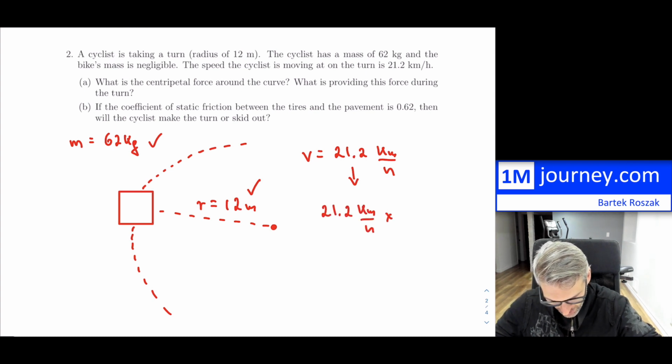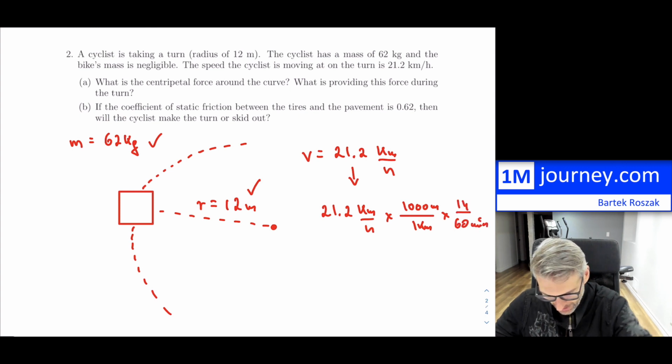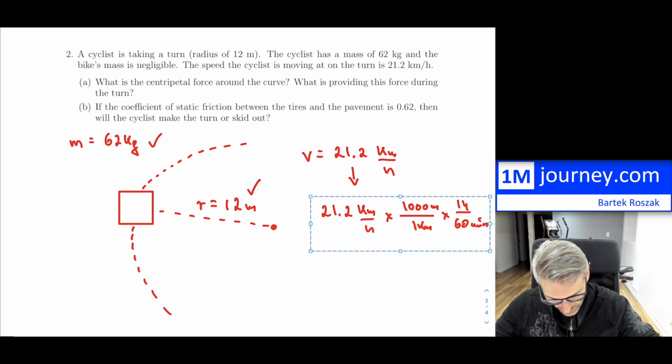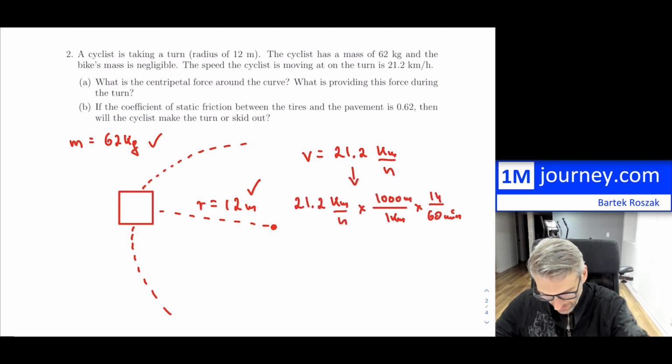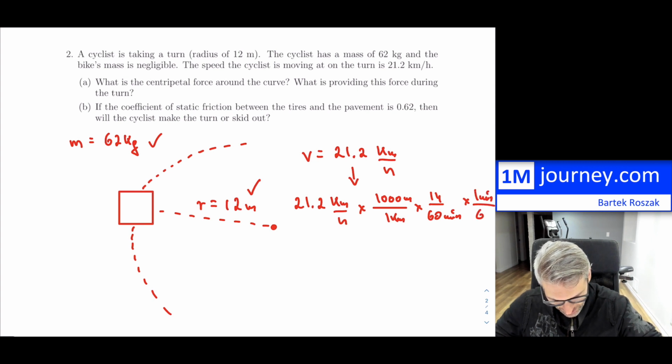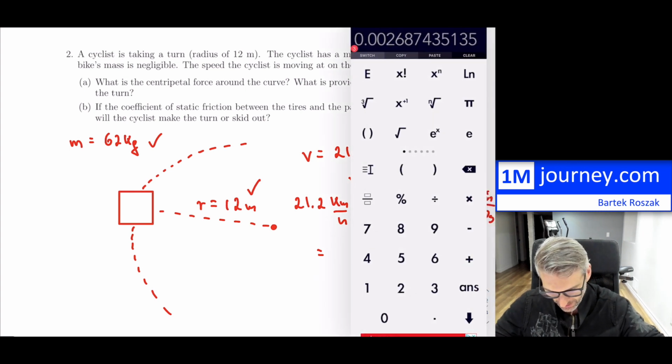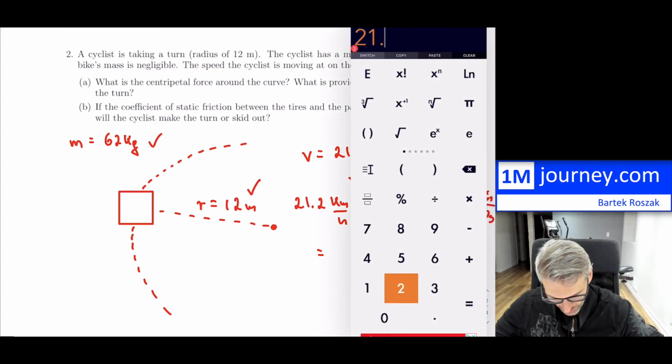So if I do the conversion, you may or may not remember. Let's get rid of the kilometers. We know that 1 kilometer is simply 1,000 meters. Then 1 hour is equal to 60 minutes, and 1 minute is equal to 60 seconds. Now you can substitute all of that in, and so that's going to be 21.2.